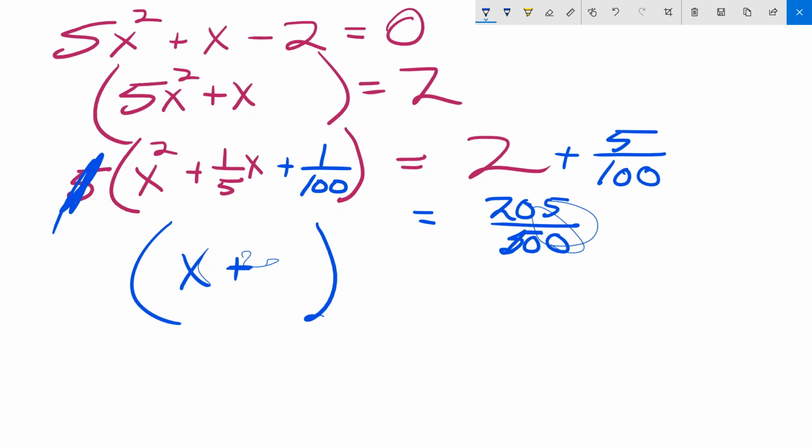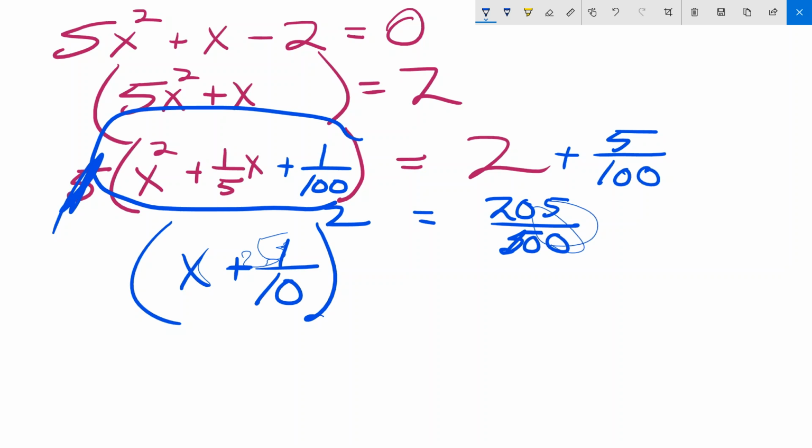It's what you got when you took half of that coefficient. Half of that is 1/10. Yes. That 1/10 squared equals that. And it always will. In other words, that's the whole point of completing the square, is that you're going to be able to write that trinomial as a binomial linear term squared. Okay. Next step?